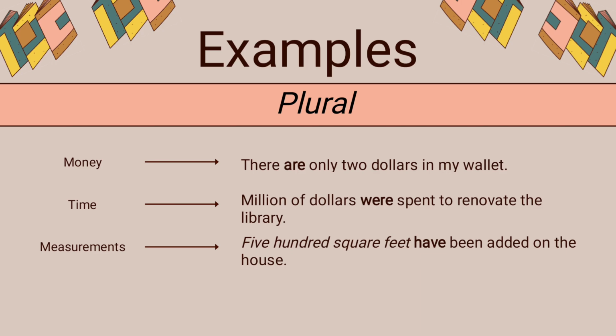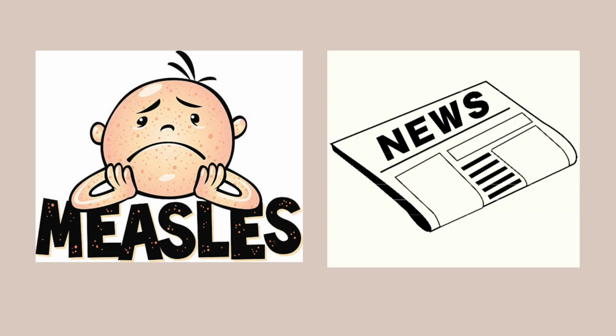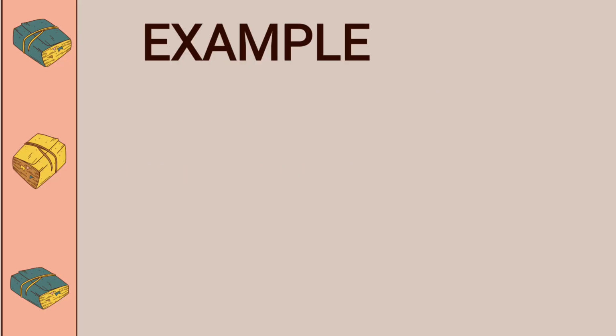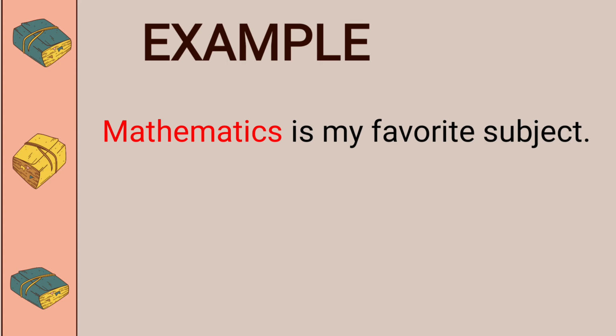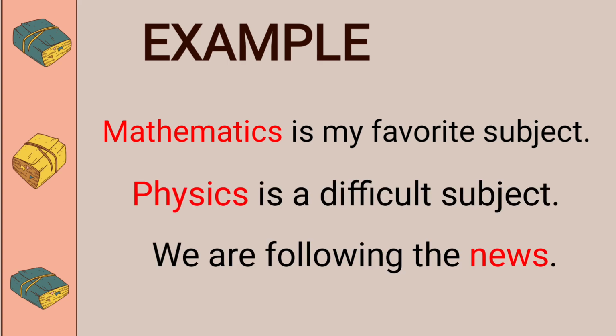Now let's proceed to the seventh rule. Let's see these examples. Mathematics, physics, missiles, news, and the like are nouns that end with s but are not considered plural. These nouns require singular verbs. Let's read the examples. Mathematics is my favorite subject. Physics is a difficult subject. We are following the news.